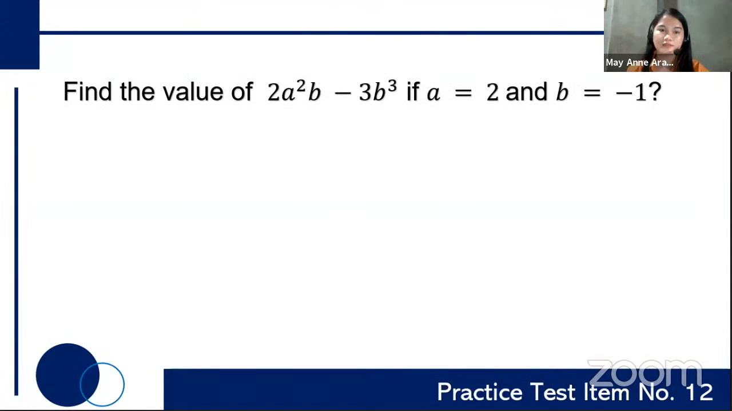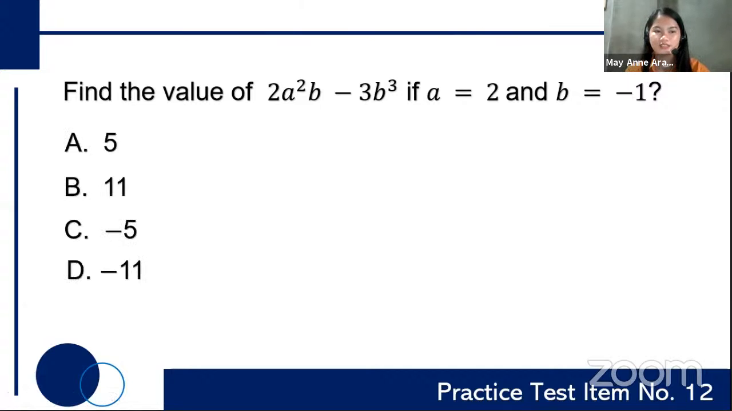Next. Find the value of 2a squared b minus 3b cubed if a is equal to 2 and b is negative 1. So these are the choices: A, 5, B, 11, C, negative 5, and D, negative 11.